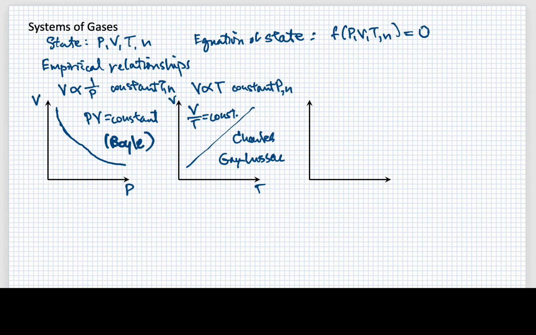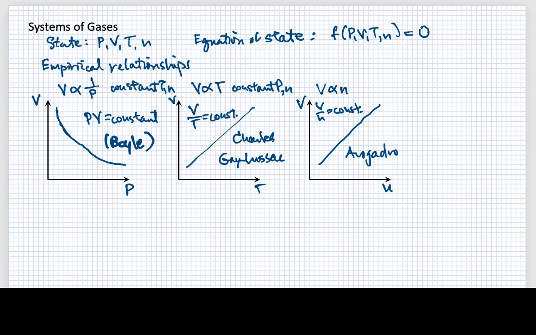Finally, we might look at how the volume changes as we change the amount. Well, this one again is very easy and very intuitive. It's proportional to the amount. So again, it's a linear relationship that looks something like this. And we can express that as volume divided by the amount is a constant. This was a law originally determined by Avogadro, an Italian chemist. And I should have written the labels on the axes.